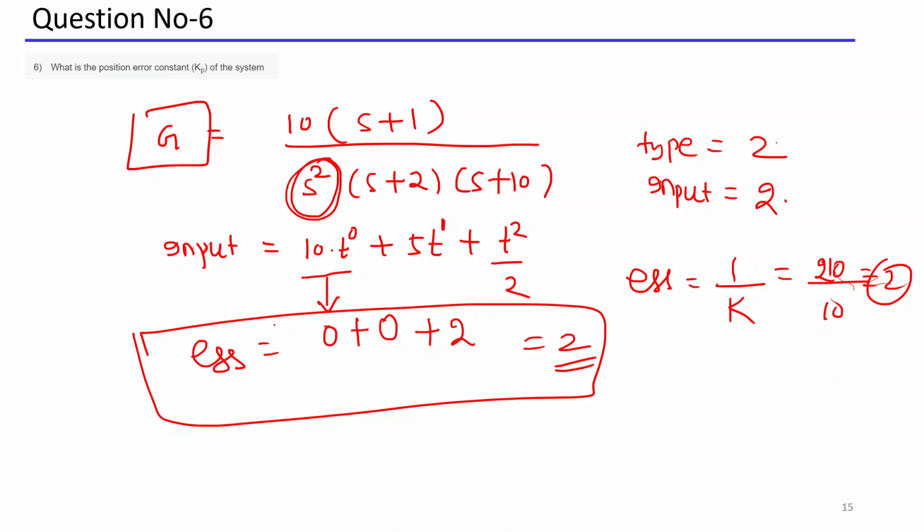Okay, sir. In this case, suppose I reduce this, and in place of s square I make it s, then what will happen? For the first term it will be 0. For the second term there is some steady state error. For the third term it will be infinity. So once you have added infinity, the answer will be infinity. You understand? Yes, sir. Understood.